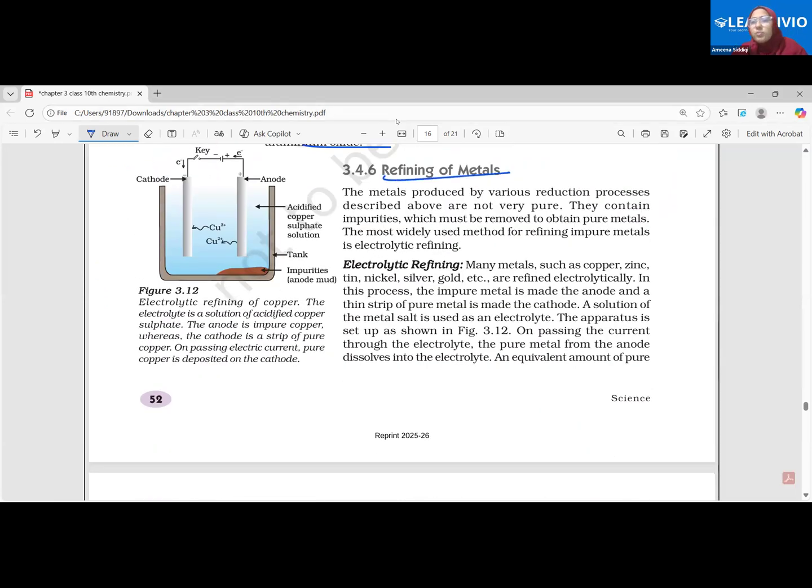Now come to the refining of metals. Once we have got the metal, how can we refine it? Actually, the most reactive metals will not be refined. We are already reducing them through electrolysis. Therefore, they do not need the refinement. They are already very pure.